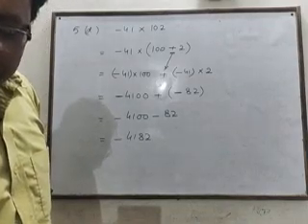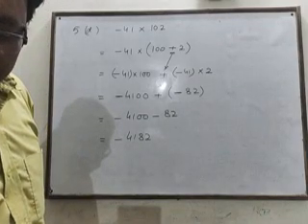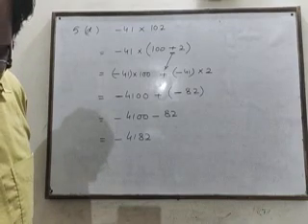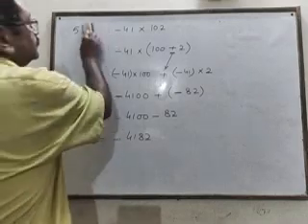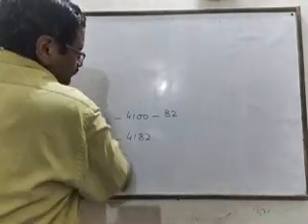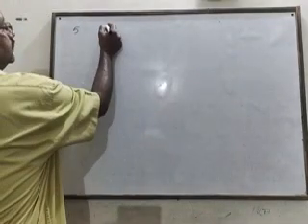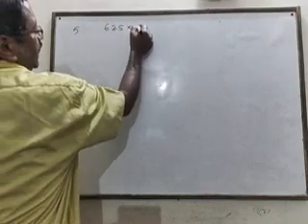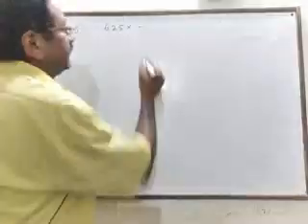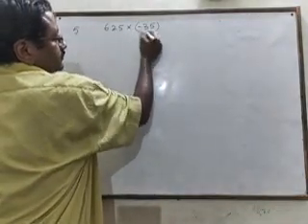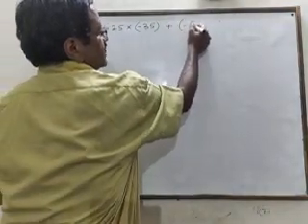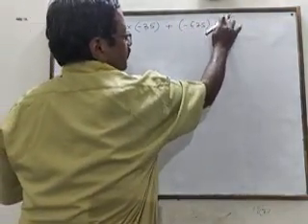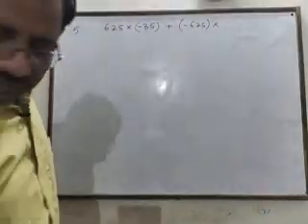C part, that is related to converse of distributive property. Sorry, E part. 625 multiply minus 35 plus minus 625 multiply 65.